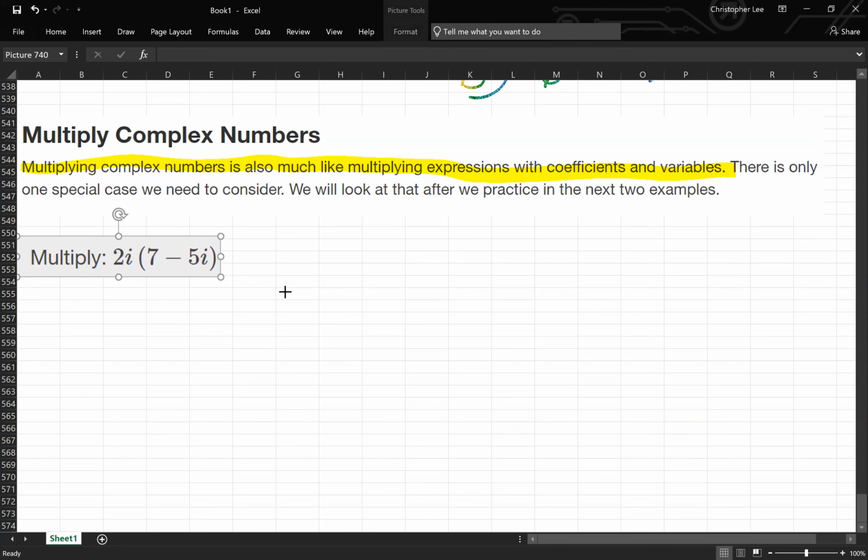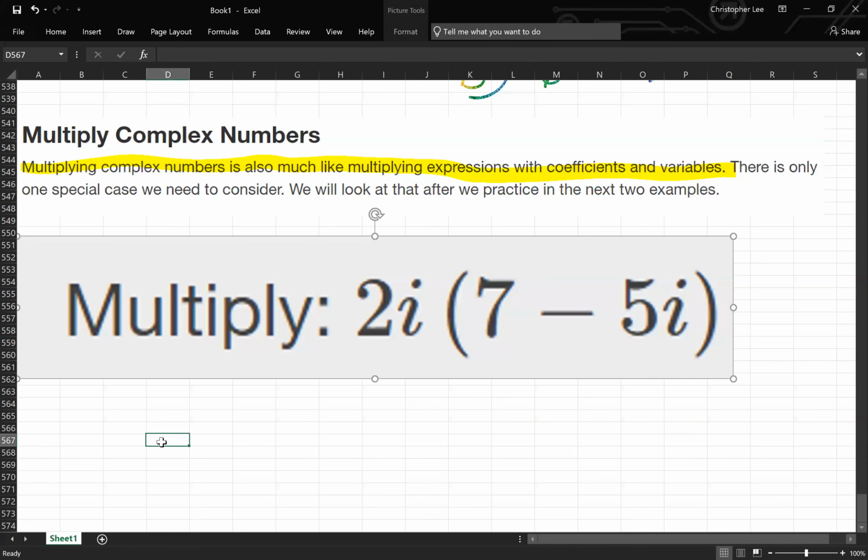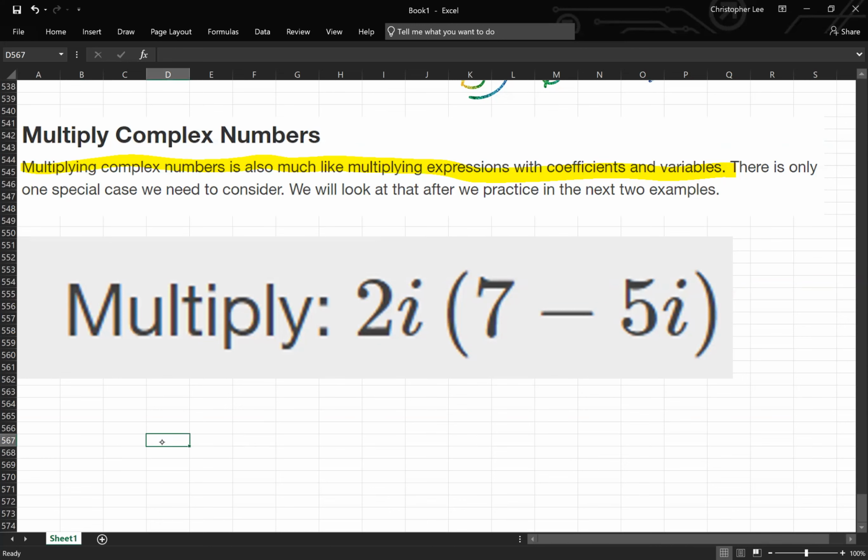Exactly, right? That's exactly what we're gonna do. Just make it bigger real quick, right? So we just gonna take this and we're gonna distribute it. That's the secret. All right, 14i, very good. Minus 10i squared. Now we're talking, right?